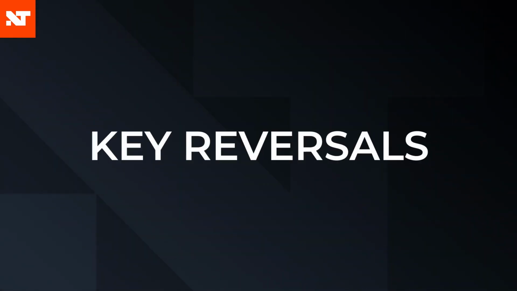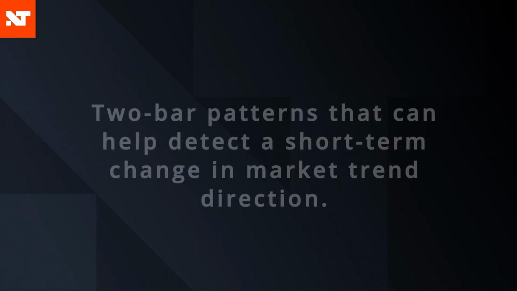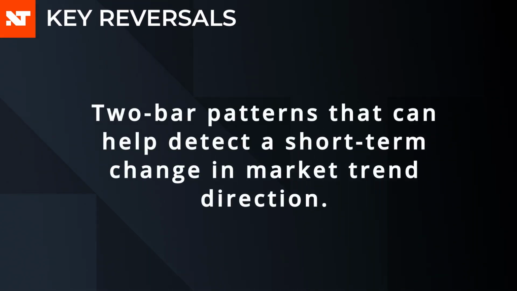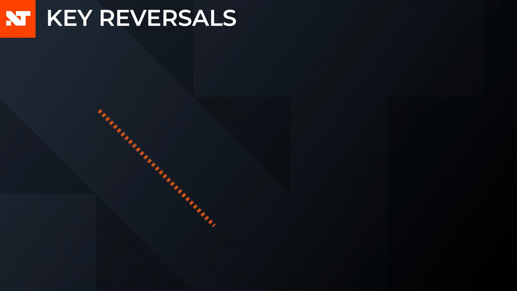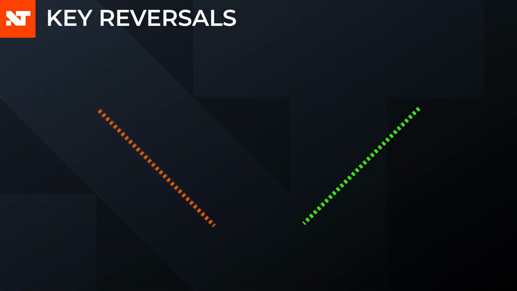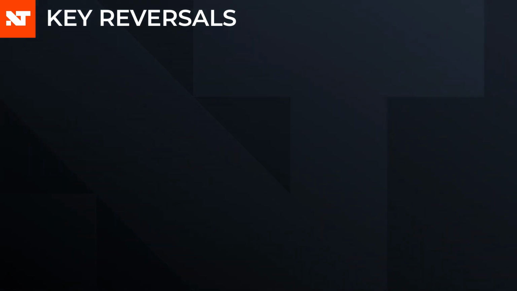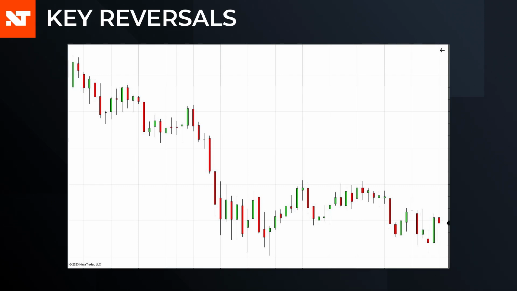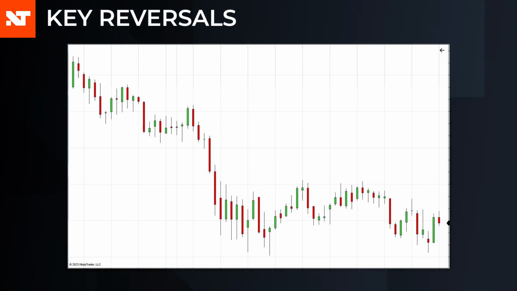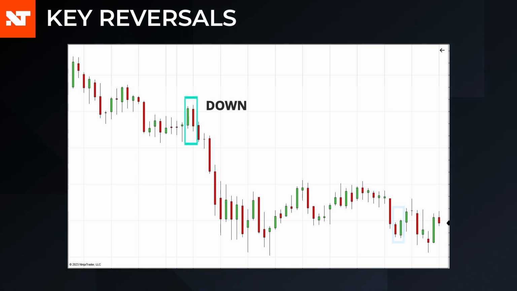Key reversals. Key reversals are 2-bar patterns that can help detect a short-term change in market trend direction. The patterns form after an observable downtrend or uptrend, generally used on daily charts to provide short-term swing trading opportunities that last a few days. Key reversals have a variety of utility on many different time frames. We will look at the basic key reversal pattern here, but keep in mind that the key reversal pattern often has slightly different rules depending on who you ask.